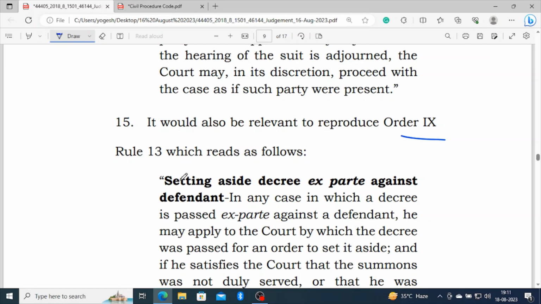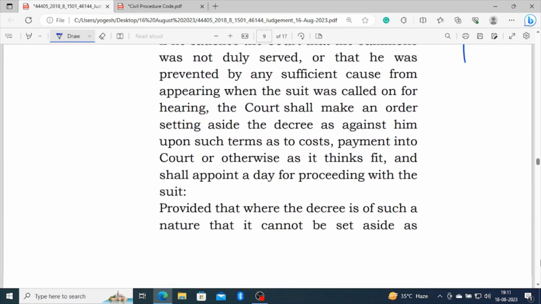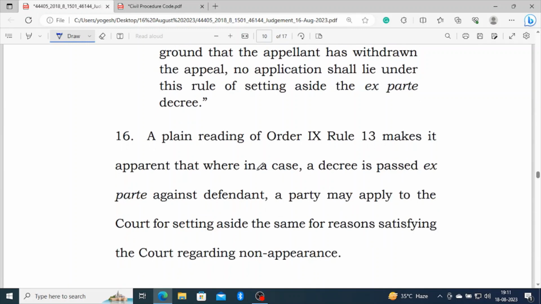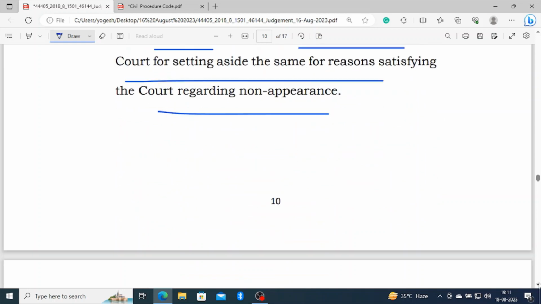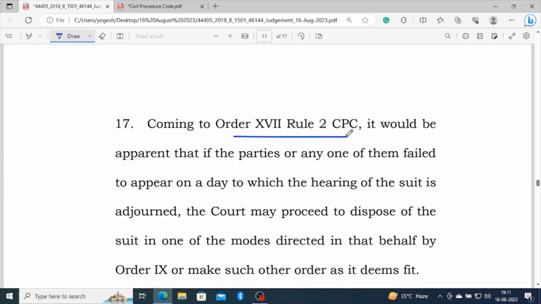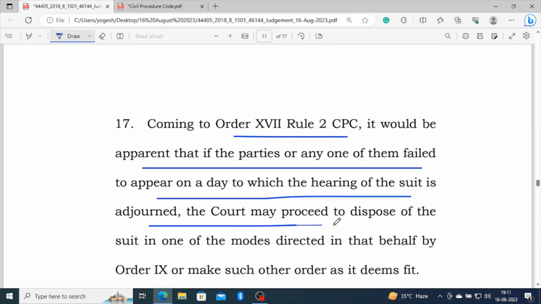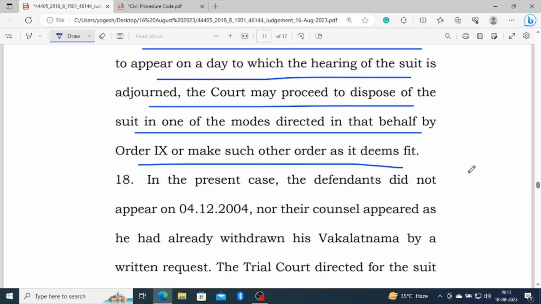And this is Order 9, Rule 13, setting aside an ex parte decree against the defendant. So the court has said, the plain reading of Order 9, Rule 13 makes it apparent that a decree is passed ex parte against the defendant. A party may apply to the court for setting it aside, satisfying the court regarding the reasons for non-appearance. On Order 17, Rule 2 CPC, it is apparent that if the parties or any of them fail to appear on the date to which the hearing of the suit is adjourned, the court may proceed to dispose of the suit in one of the modes directed in that behalf by Order 9, or make such other order as it deems fit.